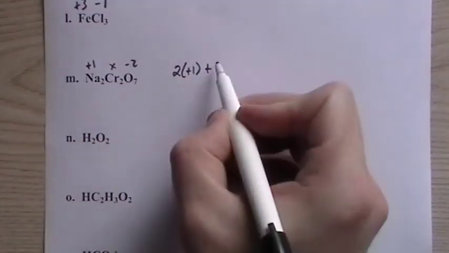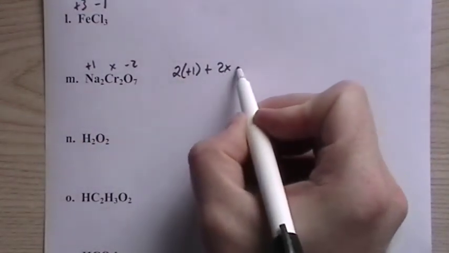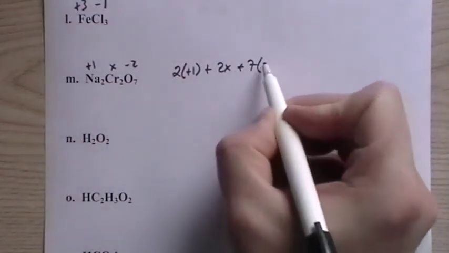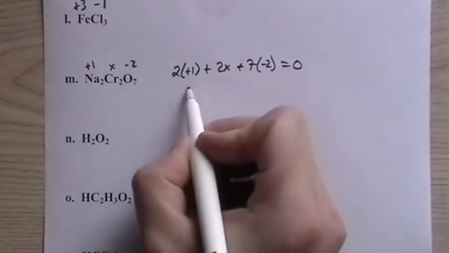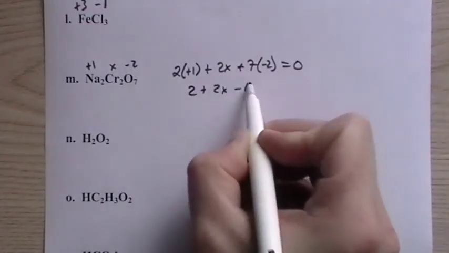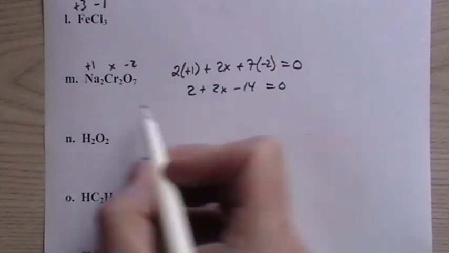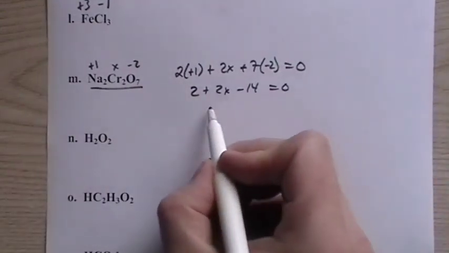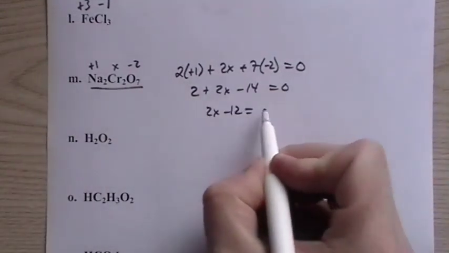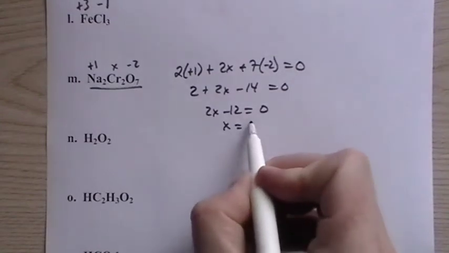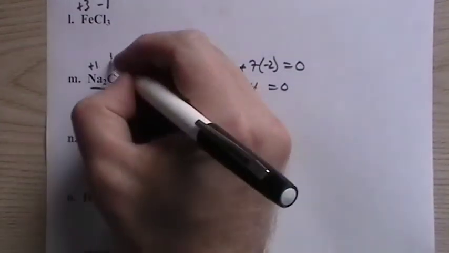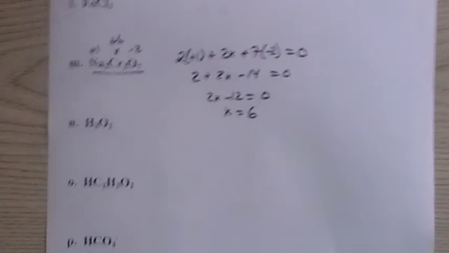Now there's 2 chromium, so it's going to be 2X plus 7. So this is 2 plus 2X minus 14 equals 0, because we want it to add up to the neutral species. 2X minus 12 is equal to 0. X is equal to 6. So +6.